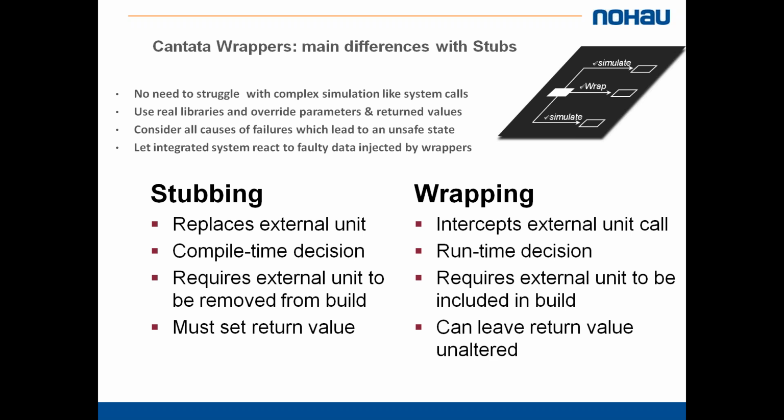And also, when you do the stubbing, you need to have a return value. You need to define what for this specific test case the return value should be. When you use a wrapper, you can actually let the unit for this particular test case return exactly what it would normally do.